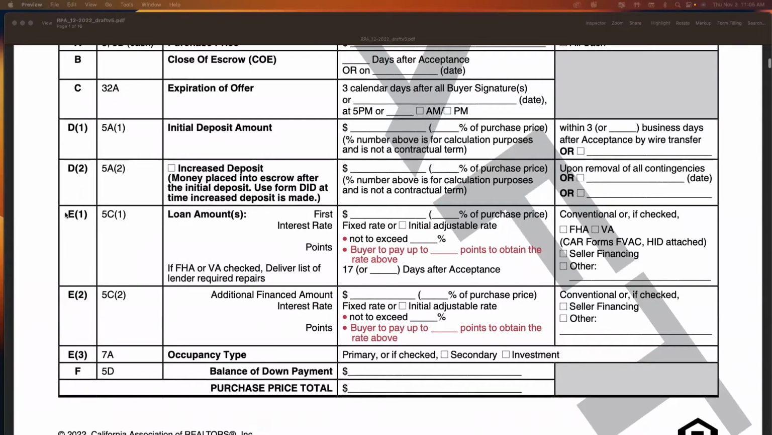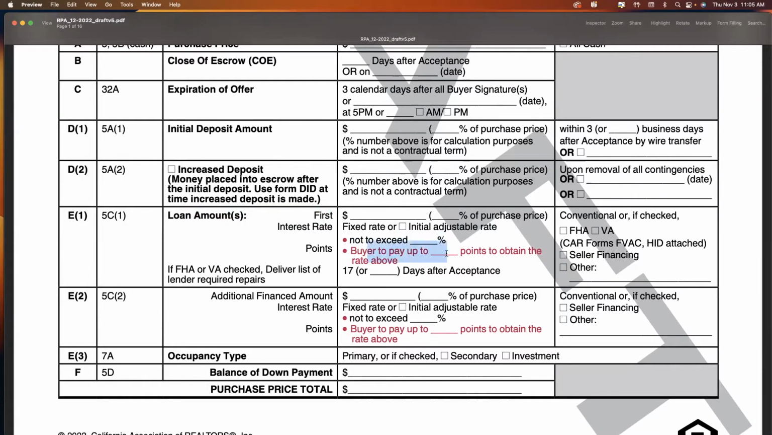If you look at paragraph 3E1, the loan amount, where we state the amount, whether the interest is a fixed or an adjustable rate, and what that percentage is not to exceed, they've changed the verbiage to "buyer to pay up to blank points to obtain the rate above." What they're saying is that we're disclosing that these points are being paid only to get the rate that we're declaring as our maximum interest rate.